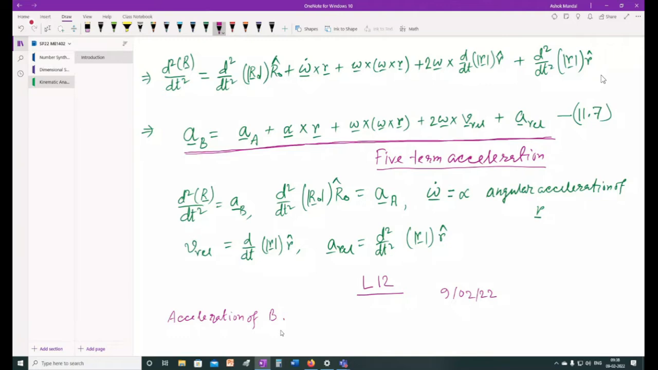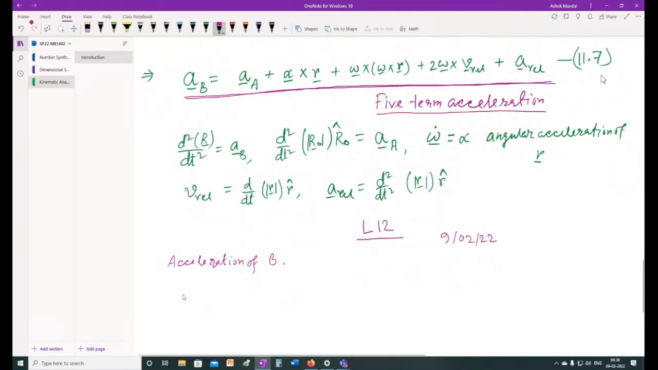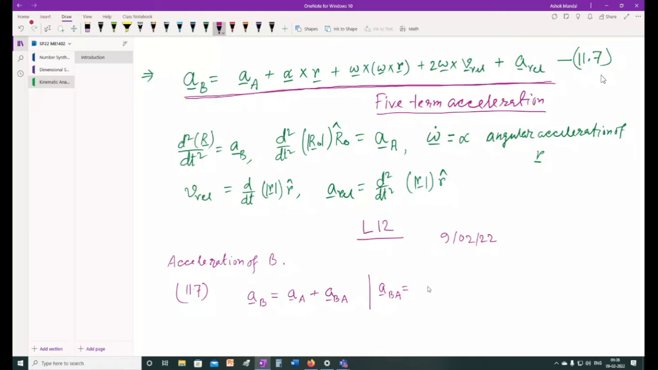Acceleration of B, which is given by this formula 11.7, and that is what? Acceleration of B is equal to acceleration of A plus acceleration of B with respect to A. Okay, and then what is this acceleration of B with respect to A? The four other terms in this formula. What are those four other terms?